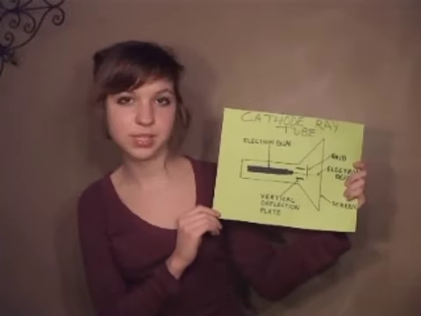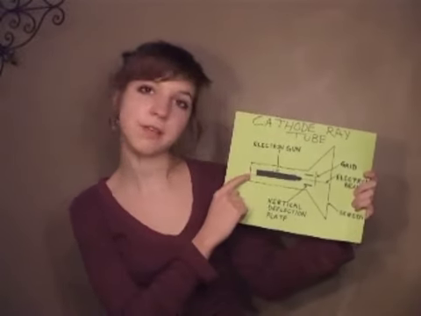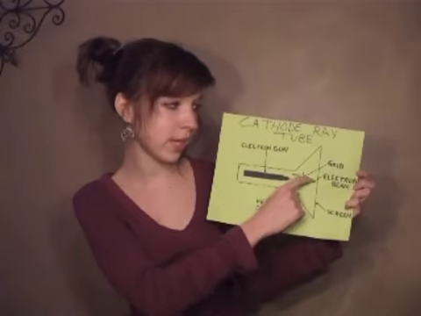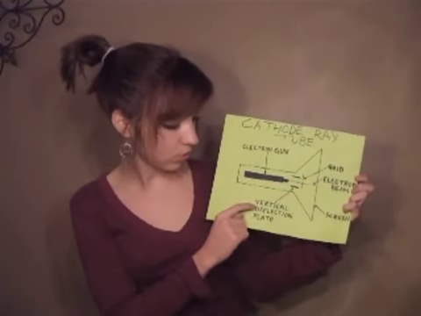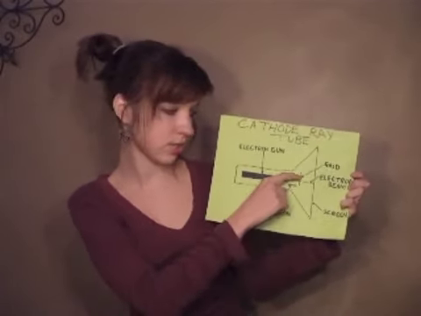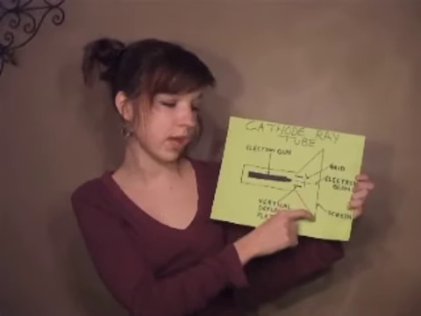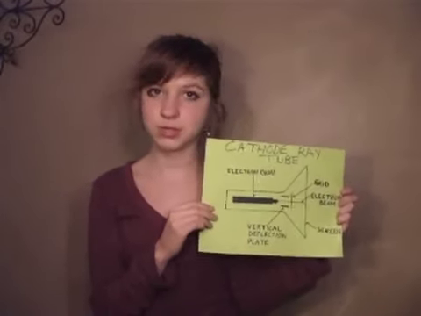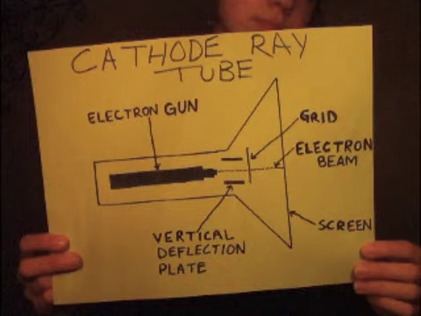This is a cathode ray tube. It consists of an electron gun which shoots a beam of electrons past two vertical deflection plates on either side, through a grid and onto a screen, and Thomson used these a lot in his experiments.